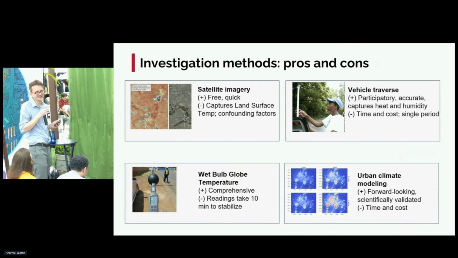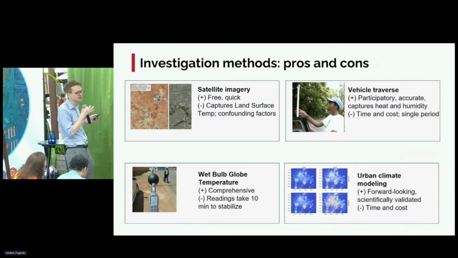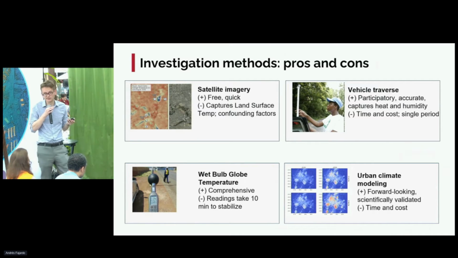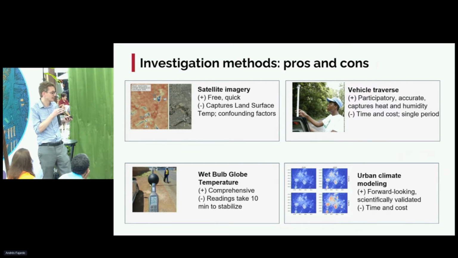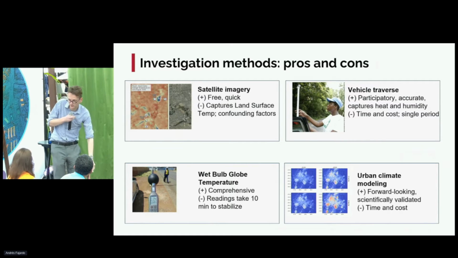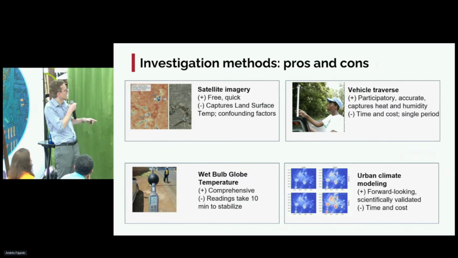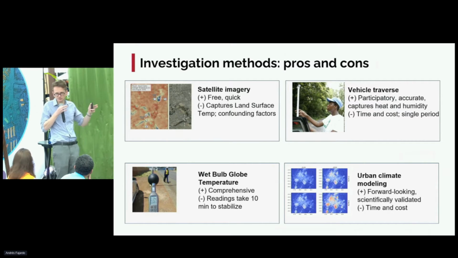So based on the existing approaches to mapping and analyzing heat, really each approach has got its faults and its advantages. And depending on your budget, your time, your objectives, you want to be having a look at the methods and taking your pick. Satellite imagery, these days it's free, quick, very helpful as a first look, but it only captures land surface temperature, which is the equivalent of if you take your finger and you touch the ground, you touch the surface exposed to the air. That's what you're measuring.